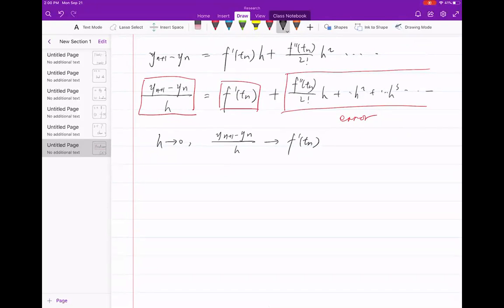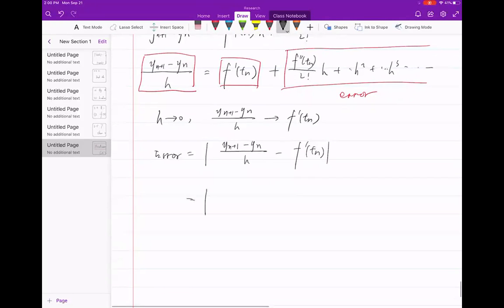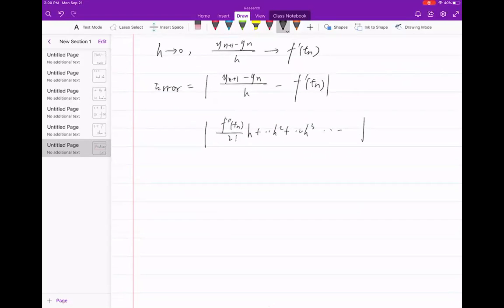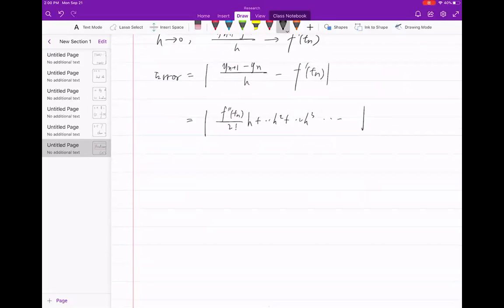But the second thing, which becomes interesting: if h is 0.1, how big is your error? If h is 1, how big is your error? Now let's take a look. The error is basically the absolute value of this one minus this one here, which is the absolute value of everything here: f double prime(t_n) h plus something h squared plus something h cubed, keep going forever. Now we need to use the error formula, which we really don't care about. It's just something you copy from calculus 2.